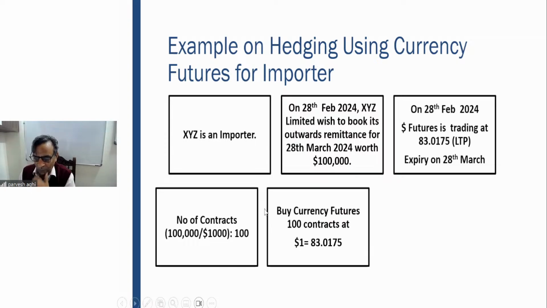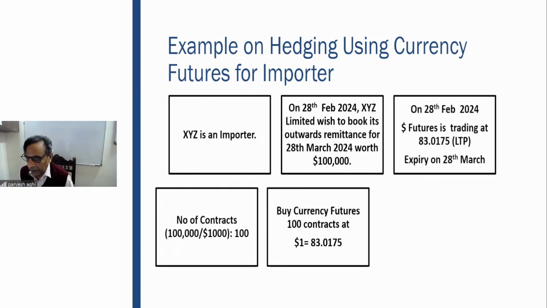So he's going to, first of all, ascertain how many contracts he needs to buy. So $1 lakh divided by the contract size, which is going to be 100 contracts. So he's going to buy this thing. So buy currency futures, 100 contracts. What is the price? 83.01, assuming that his order got executed.